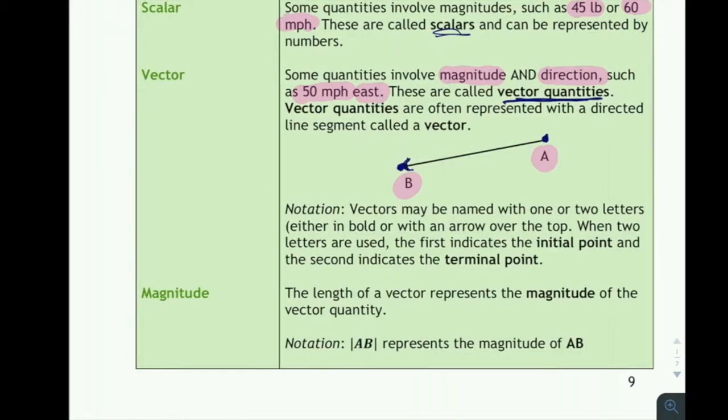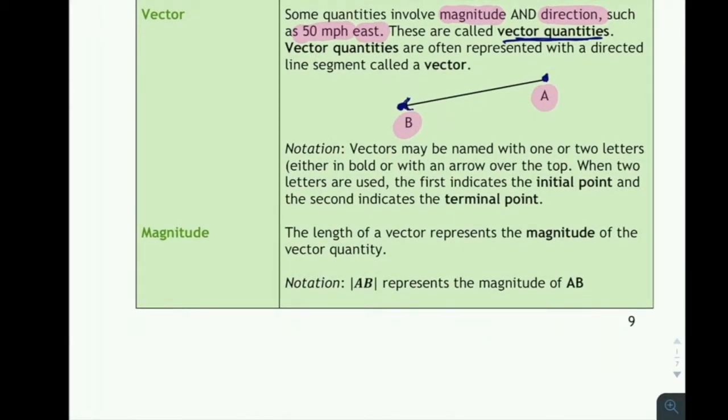You can name them with one or two letters. That's one of the bad things about vectors, there's a lot of notation. You can write it like this. We're talking about vector AB. You can just do it in bold. Can't really write in bold, but you might see it printed, like vector AB. So your first letter is your initial point, your second letter is your terminal point.